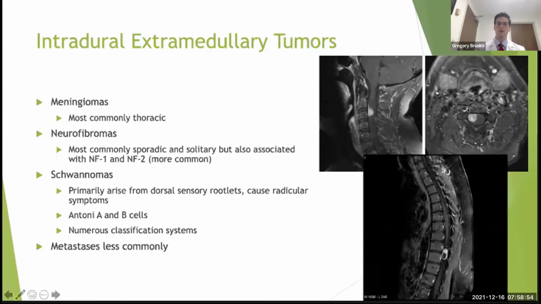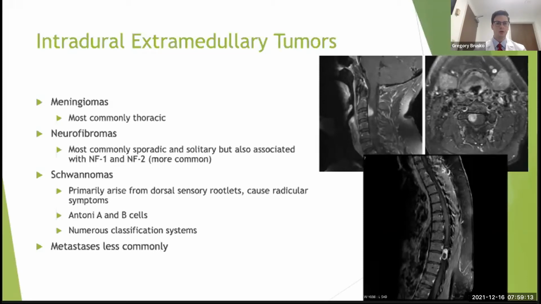And then as you can see, it's intradural, but extramedullary, displacing the spinal cord to the left up in the upper cervical spine here. Next, we have neurofibromas, most commonly sporadic and solitary, but they're also associated with NF1 and NF2, which tends to be the more common presentation.